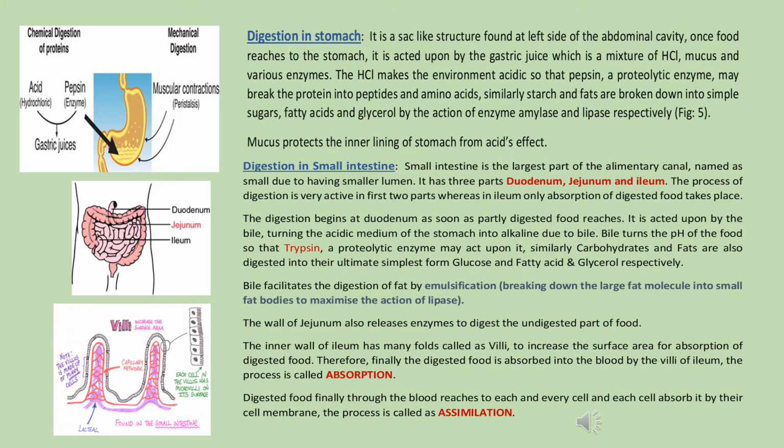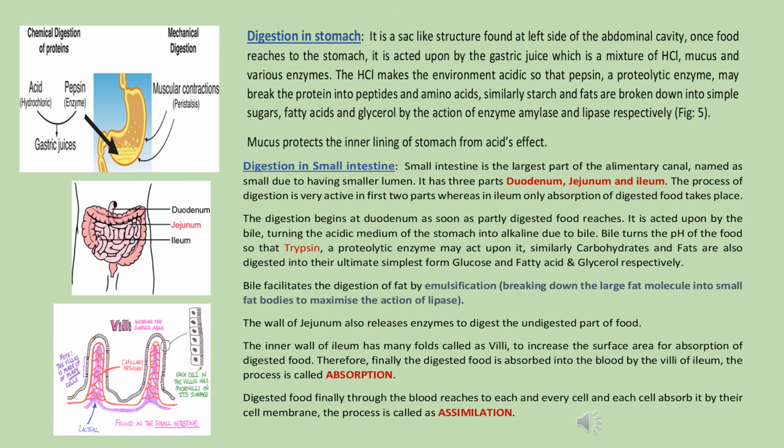After the digestion of food in the stomach has been completed, it moves to the small intestine. The small intestine is the largest part of our alimentary canal. It is further divided into duodenum, jejunum, and ileum. Among them, duodenum is the most important part where it receives secretion from the pancreas. So, pancreatic juice, as we have seen, contains trypsin, pancreatic lipase, and pancreatic amylase.